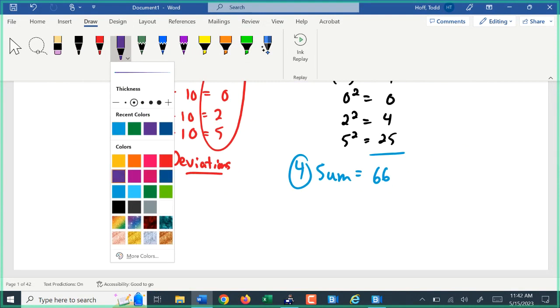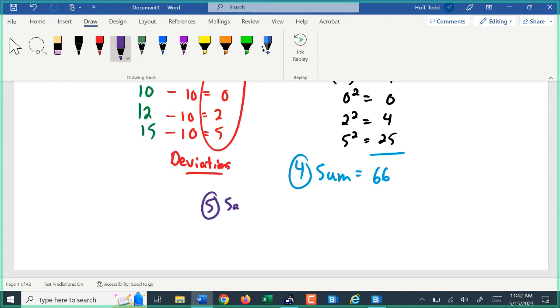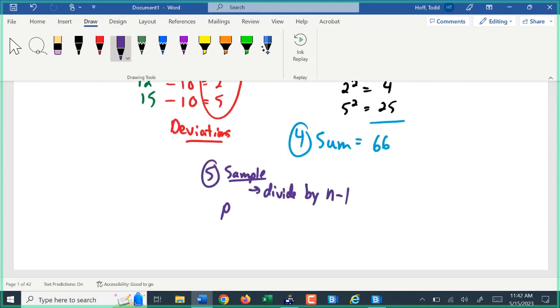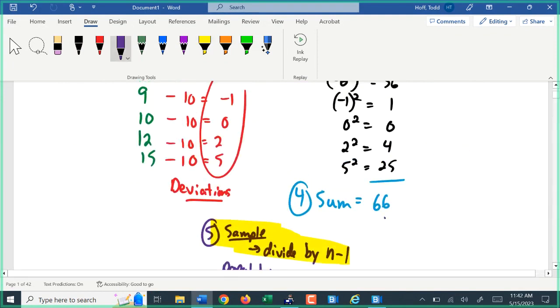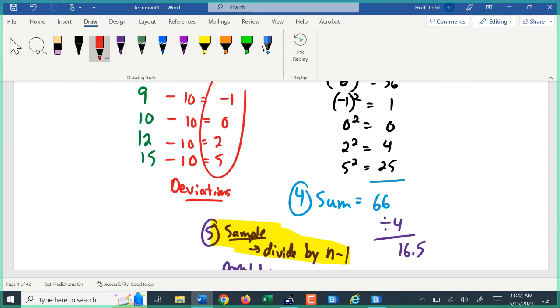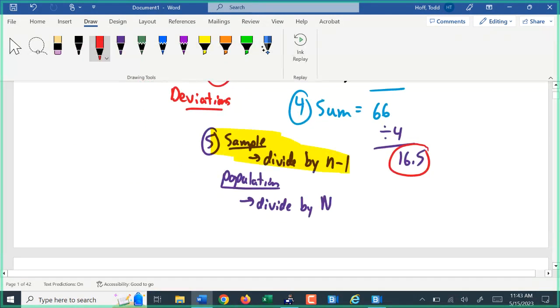Step 5 was the tricky part. If it's a sample, we divide by n minus 1. Remember, little n is the number of numbers in the sample. If it's a population, we divide by capital N. Remember, capital N is the number of numbers in a population. Well, everything we work with is going to be a sample, so we're always going to be dividing by n minus 1. There are 5 numbers in this list, so we're going to divide by 4. Dividing by 4 gives us 16.5. And if you recall, that number had a name, that is called the variance.